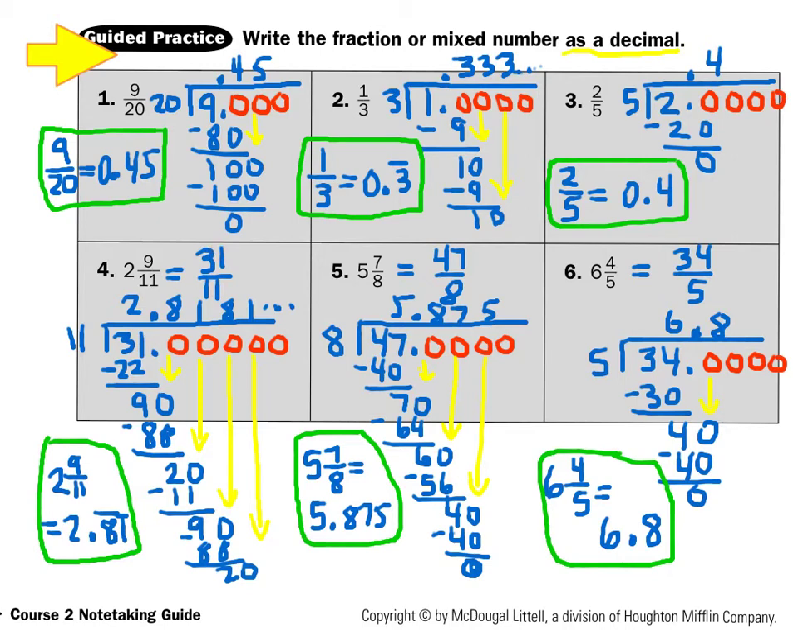And now I use the in and out. So I put 31 on the inside, 11 on the outside. And I put the decimal after the 31. I bring it straight up. And notice how I added 5 zeros.